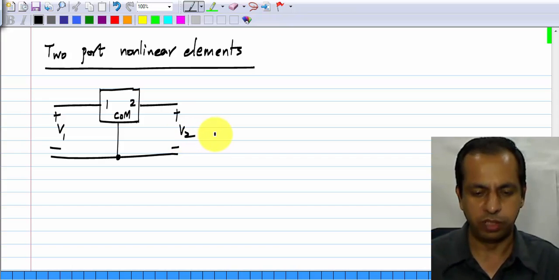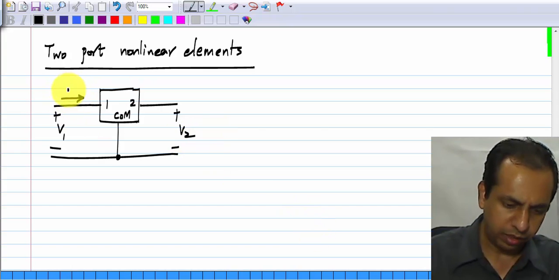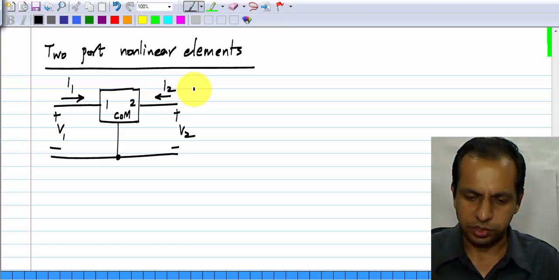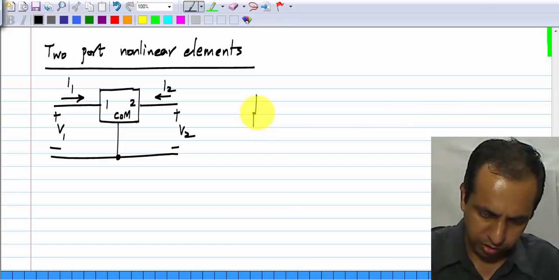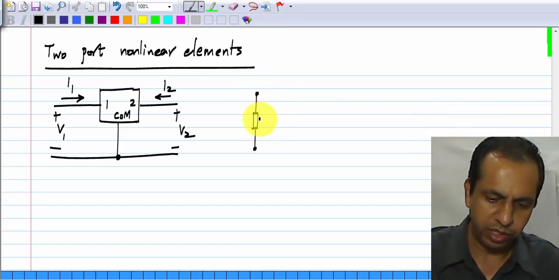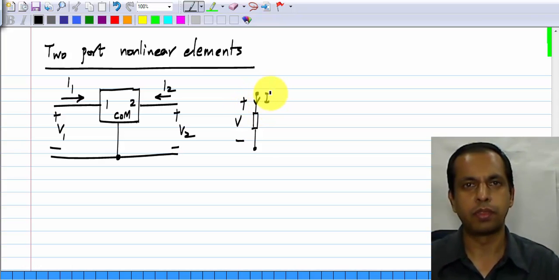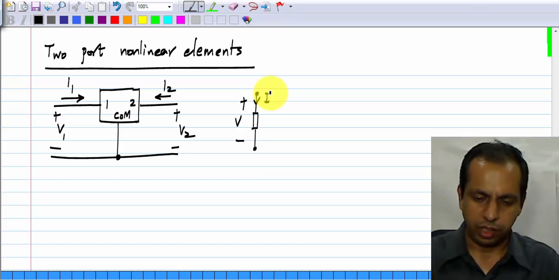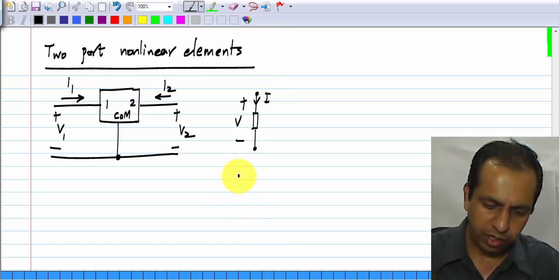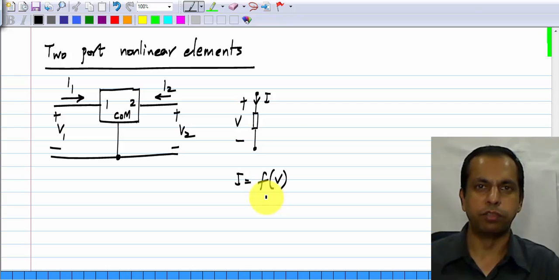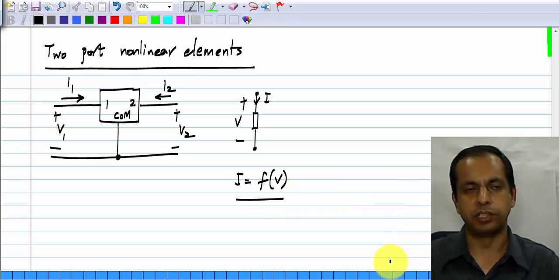Because it is a two port, we have two voltages V1 and V2 and currents in this direction I1 and I2. And just for comparison, I will show the single port or a two terminal nonlinearity here. We have a single voltage and a current. Now, in case of a single port or a two terminal nonlinearity, we could define I as a function of voltage. Of course, we can also do the other way around, define the voltage V as a function of current, but we choose this representation.